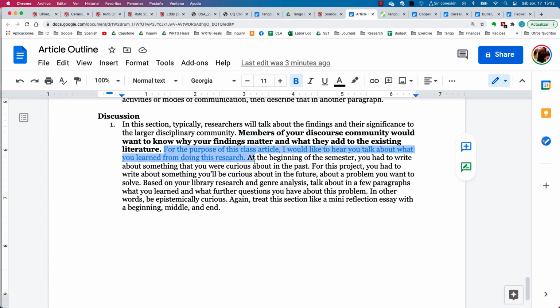However, we're doing something slightly different for this article, doing something more reflective. For the purpose of this class article, I would like to hear what you have learned from doing this research. So at the very beginning of the semester, you had to write about something you were curious about in the past. For this project, you have to write about something you'll be curious about in the future, about a problem that you'll want to solve. So based on your library research and genre analysis, talk about in a few paragraphs what you learned and what further questions you have about this problem. In other words, be epistemically curious. And again, treat this section like a mini reflection essay now with its own beginning, middle, and end.